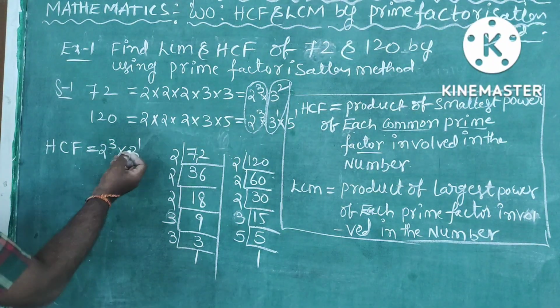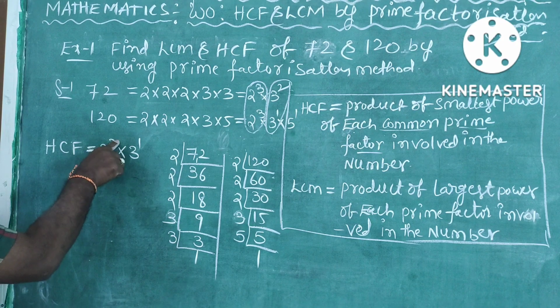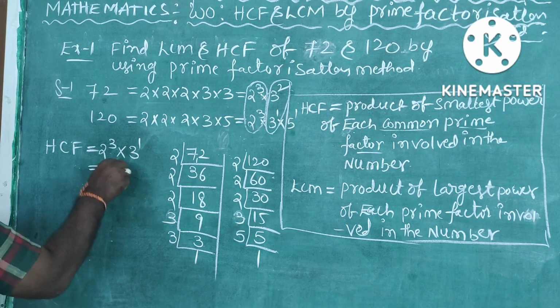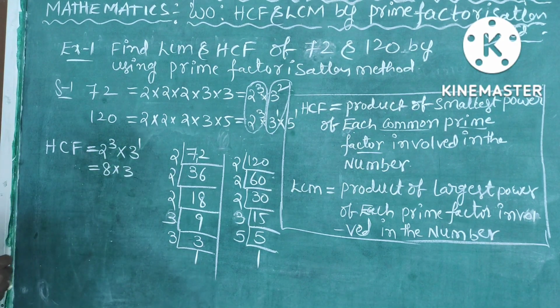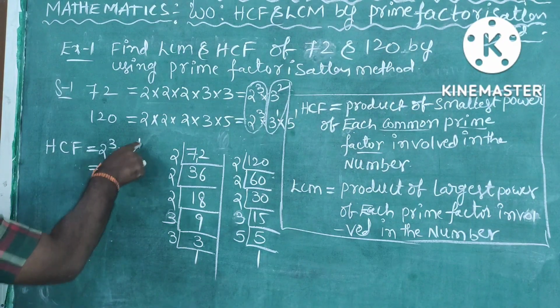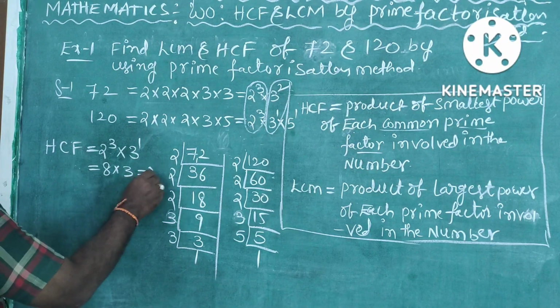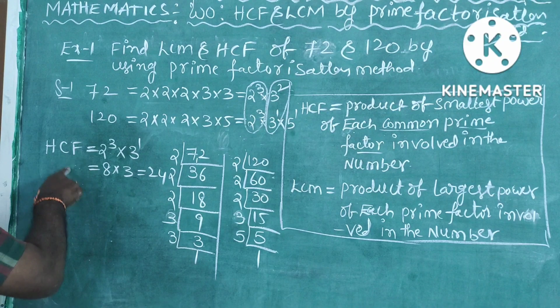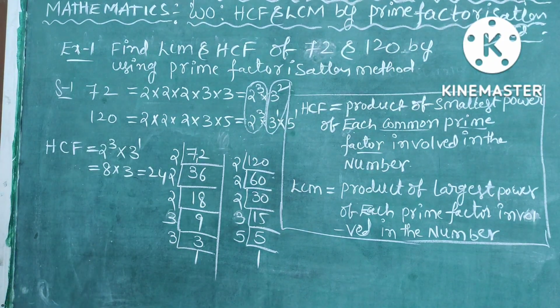Now multiply it. What are we going to get here? 2 power 3 is equal to 8, into 3 power 1, which is 3. 8 threes are 24. So the HCF is 24.